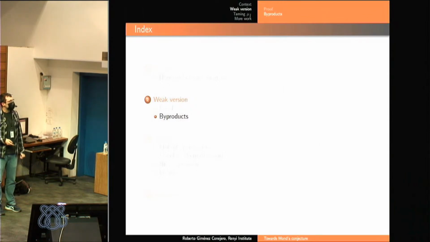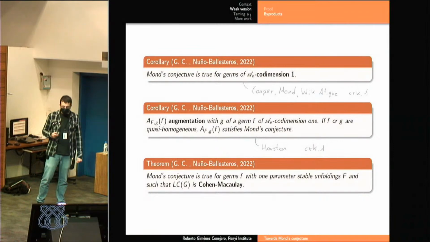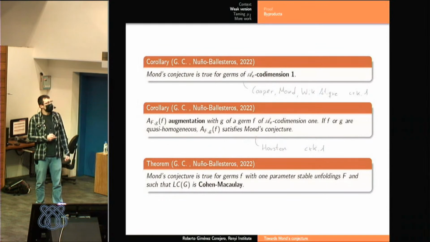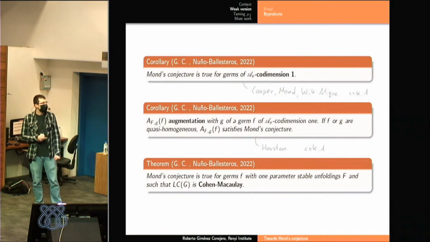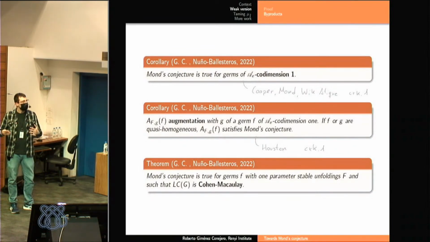Now, there are several byproducts of this result. For example, we can prove Mond's conjecture for codimension 1 in general. Cooper, David Mond, and Roberta Vitacic proved this result for corank 1 singularities, corank 1 germs. This is a general version. With this result, Houston proved the conjecture for augmentation of these guys. So we also generalize this to any corank.